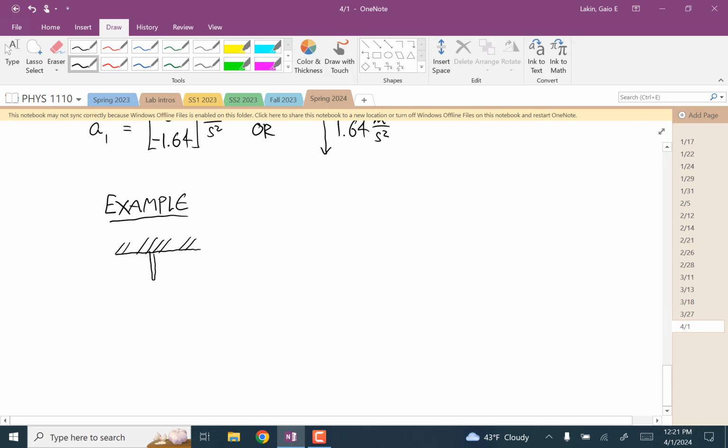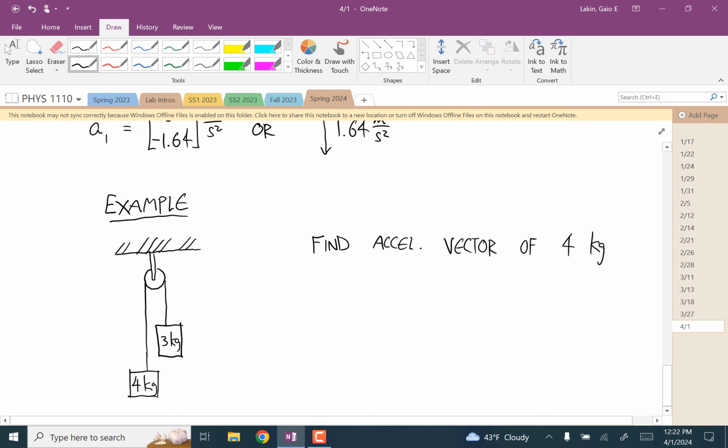Okay, so this time let's say that there's a pulley attached to the ceiling. Let's say this mass is, sure, 3 kilograms, and this one is 4 kilograms. And we want to find the acceleration vector of the 4 kilogram mass.